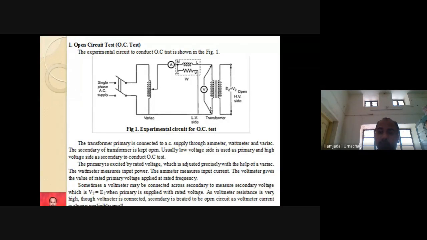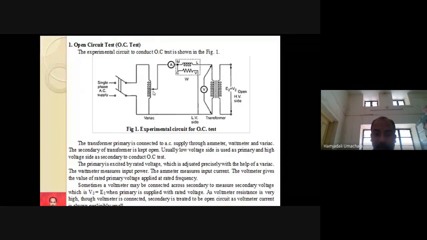Suppose this is a 1:1 transformer, that is an isolation transformer. 1:1 means primary is also 230 volts and secondary is also 230 volts. So what is the maximum voltage here? The rated voltage is 230 for this transformer. So for the given transformer, you need to apply the rated voltage.